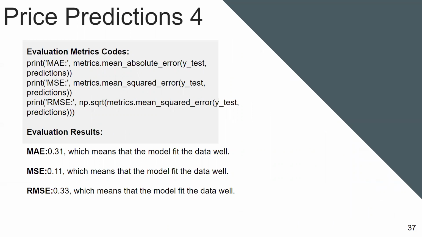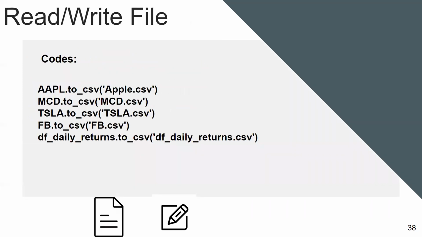For this part, we use the evaluation metrics to assess the price prediction. There are 3 evaluation results. MAE is 0.31, MSE is 0.11, and RMSE is 0.33, which means that the model fits the data well. And this part is the read file, how to read the CSV file.